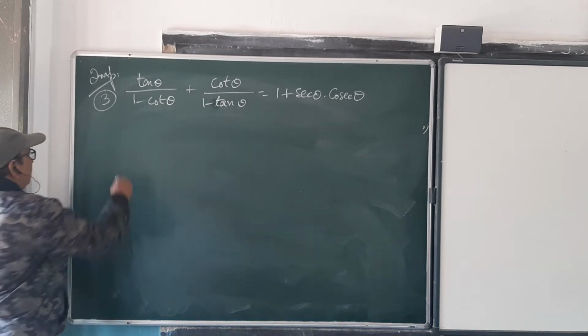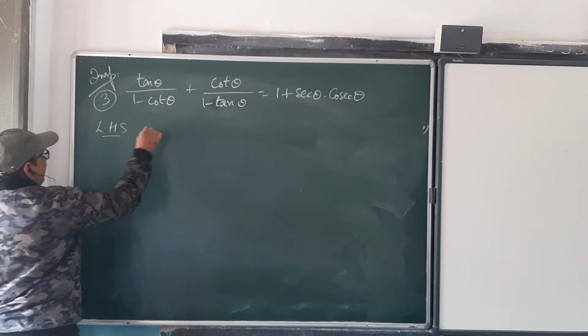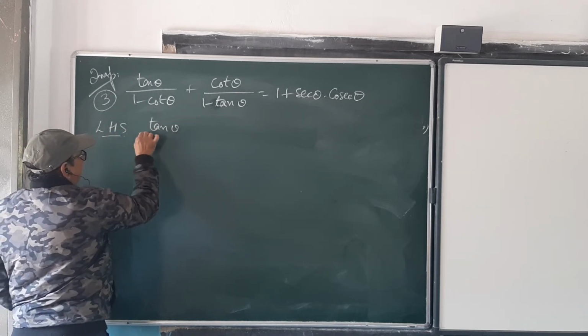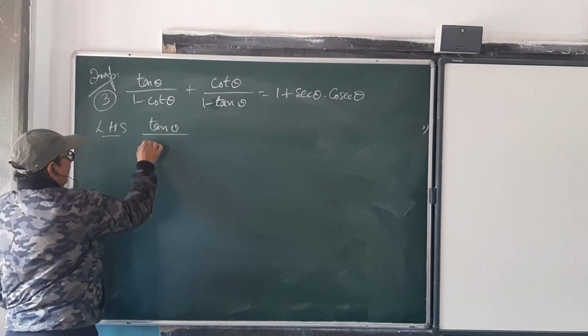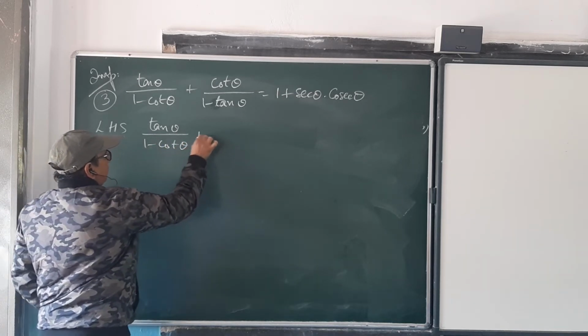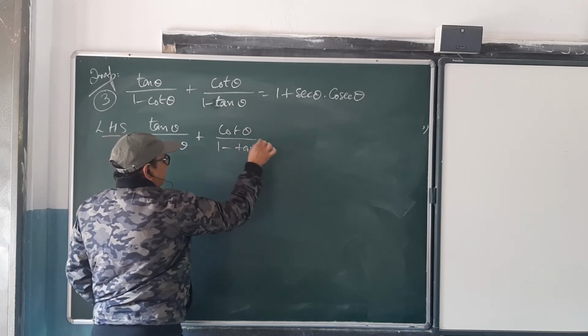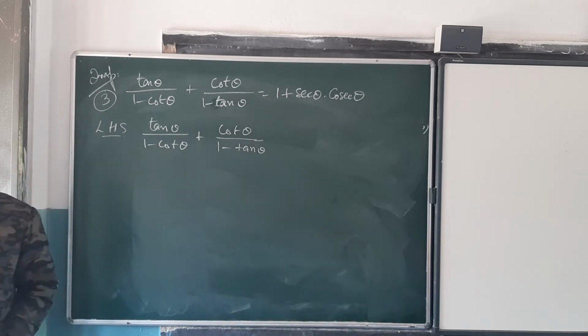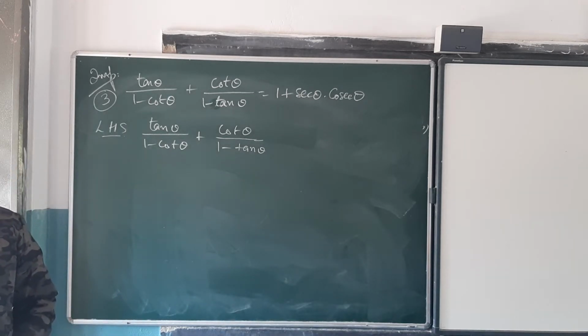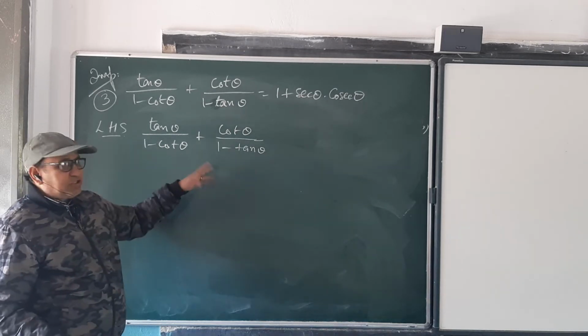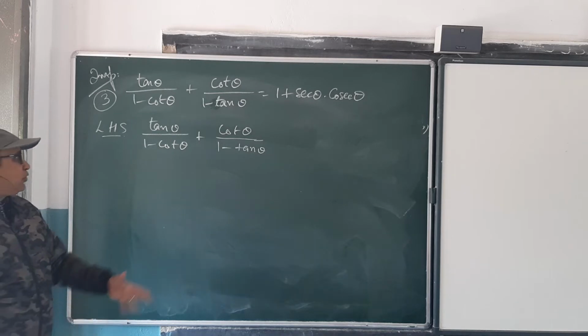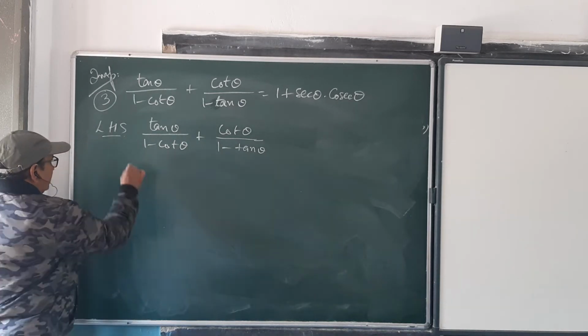So just take the left hand side: tan theta upon 1 minus cot theta plus cot theta upon 1 minus tan theta. It is your step number 1, as it is, left hand side. And remember, please don't change into sin and cos. In many guides it is changed into sin and cos, but it becomes very lengthy. First you change tan and cot, interchange just in one term, and we are going to change the tan theta.